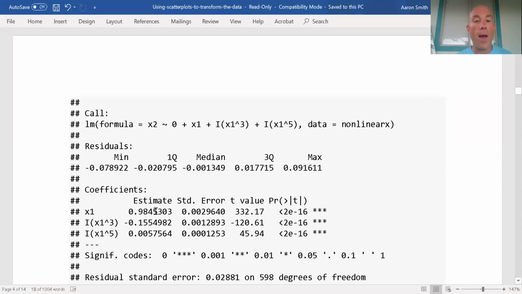And now here I've got 1, now negative 0.16, and then 0.006. Now, if you look at the power series expansion of sine, this is going to be 1 over 6, and then this is going to be 1 over 5 factorial. And so this is really close. So all three of these are close to the coefficients of the sine power series.